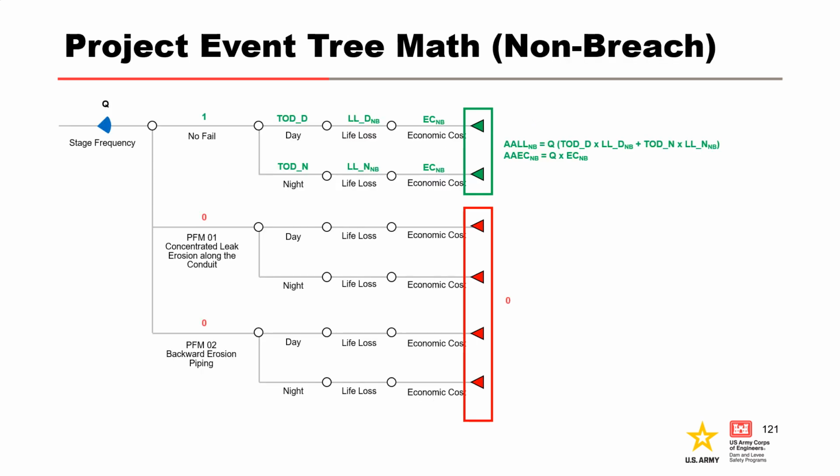Here is the non-breach calculation using the project event tree. The non-breach scenario assumes 100% reliability and intended operation, so all failure mode system response probabilities are set to 0.